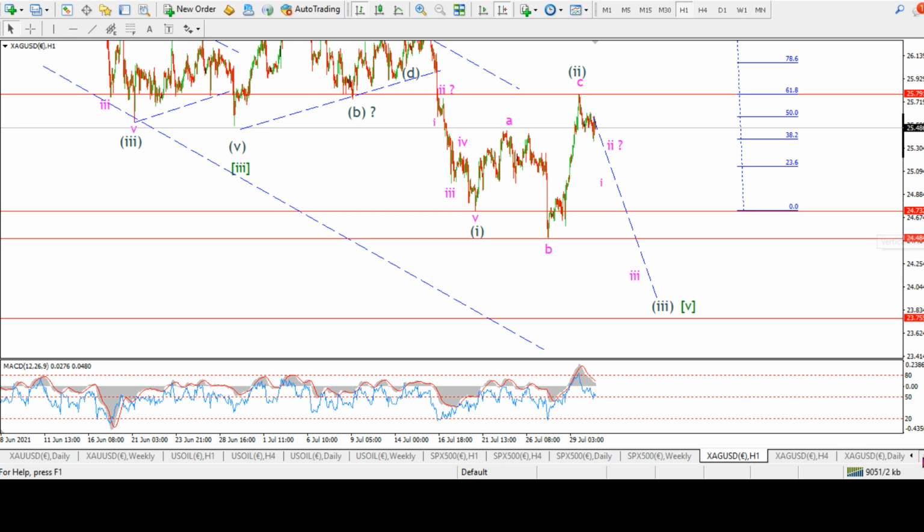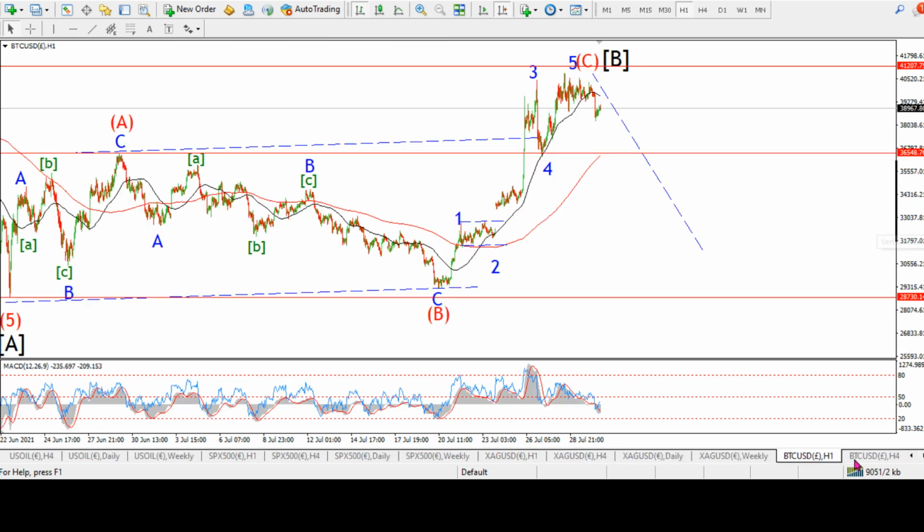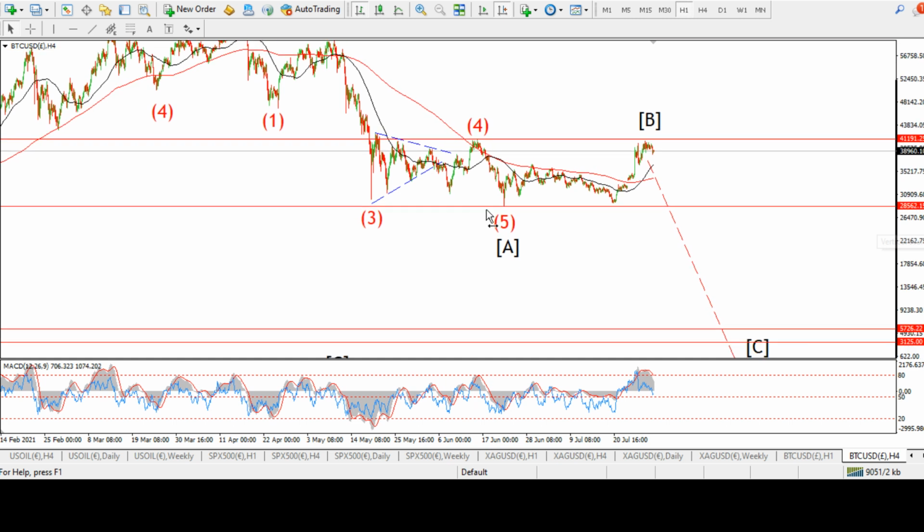Okay, I'll go into Bitcoin. I'll do Coin. I did introduce this count a few weeks ago, and the idea is 5 waves down in wave A. We're tracking a very large ABC pattern down.